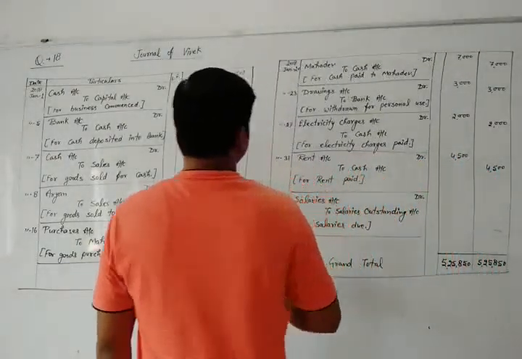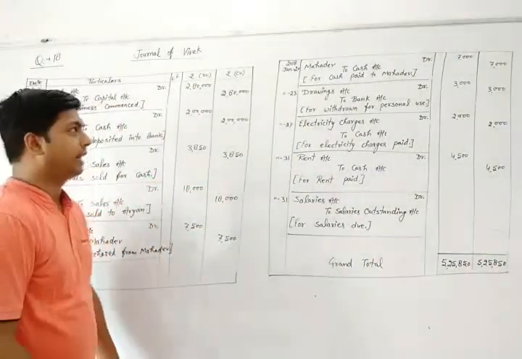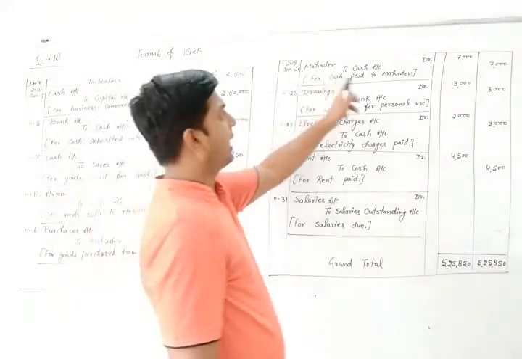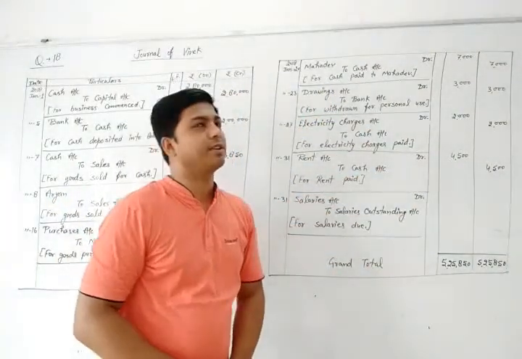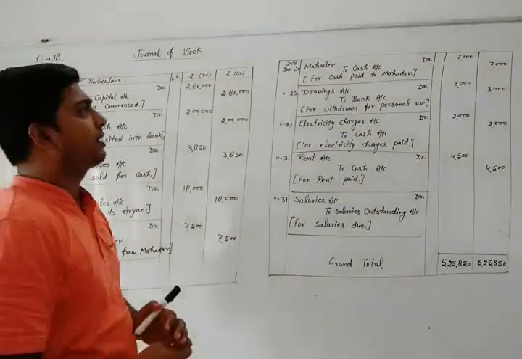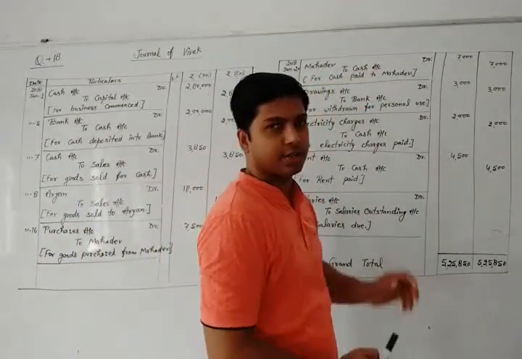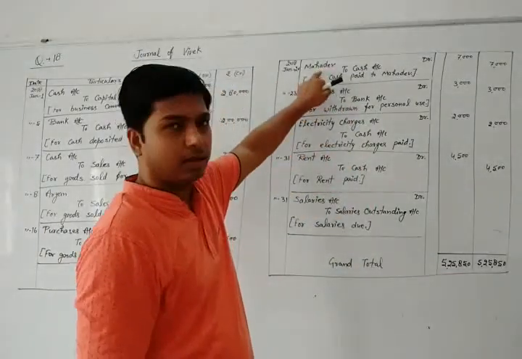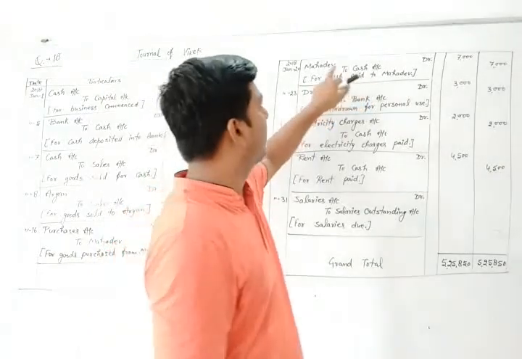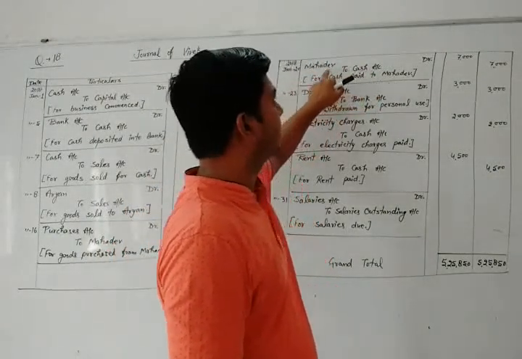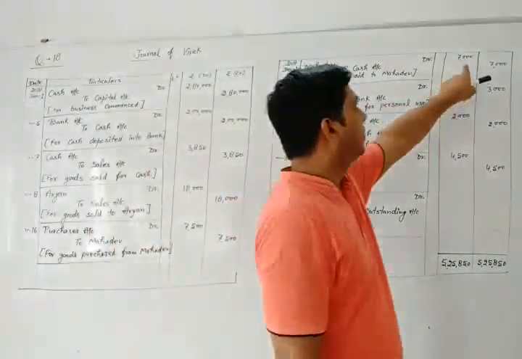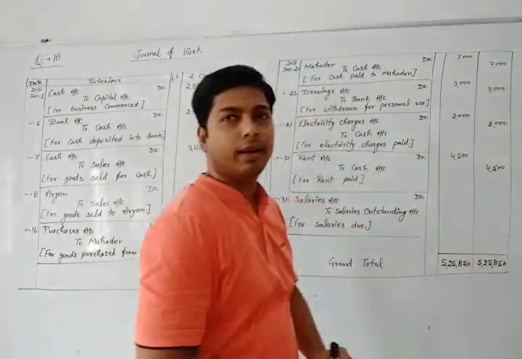Next we are moving to the next entry, January 20. Dates are mentioned with each and every entry. So the January 20 entry is made for cash paid to Mahadev. If cash is paid to Mahadev, the entry would be Mahadev debit to cash account. Mahadev is the receiver and cash goes out. So here Mahadev, the receiver, is debited and cash going out is credited. Mahadev debit to cash account, amount 7,000 debit, 7,000 credit.